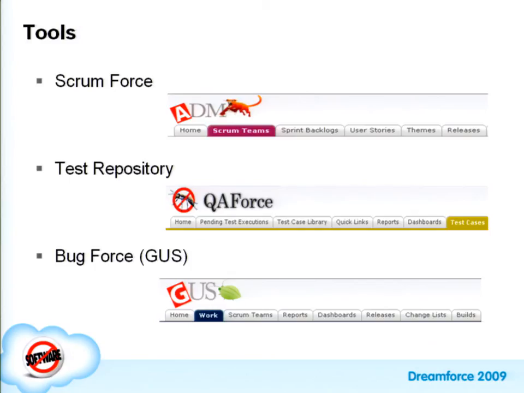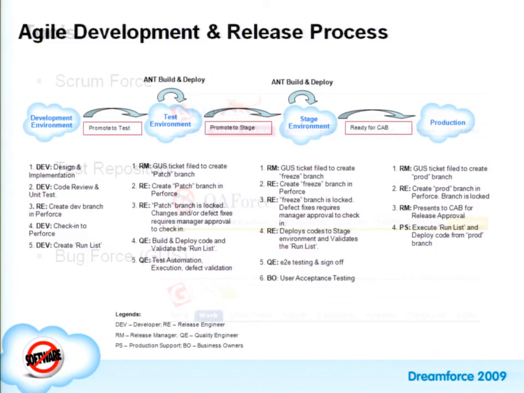All these three are built on the Force.com platform. You see the word GUS in there. That's a Grand Unification System. We are looking into combining all the three into one. By February, it will be done, so that we can do project management right from end to end of the life cycle. So having touched base on the tools, I'm going to go over the agile development and release process we have.